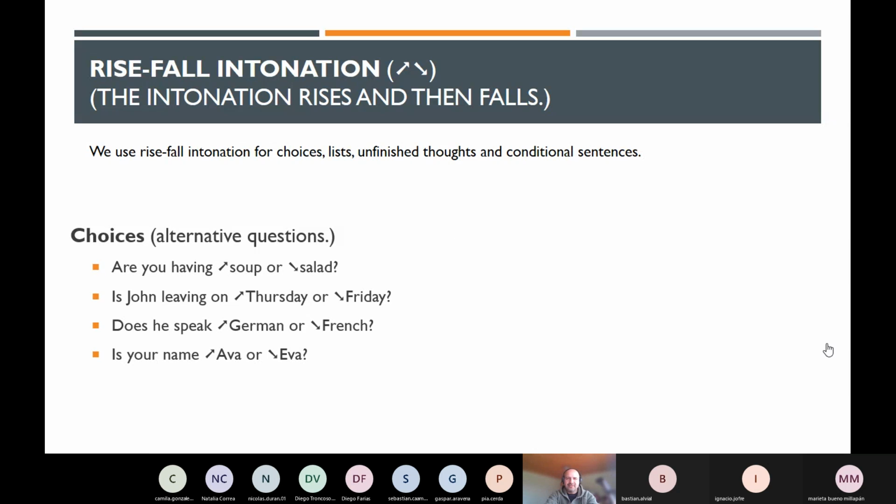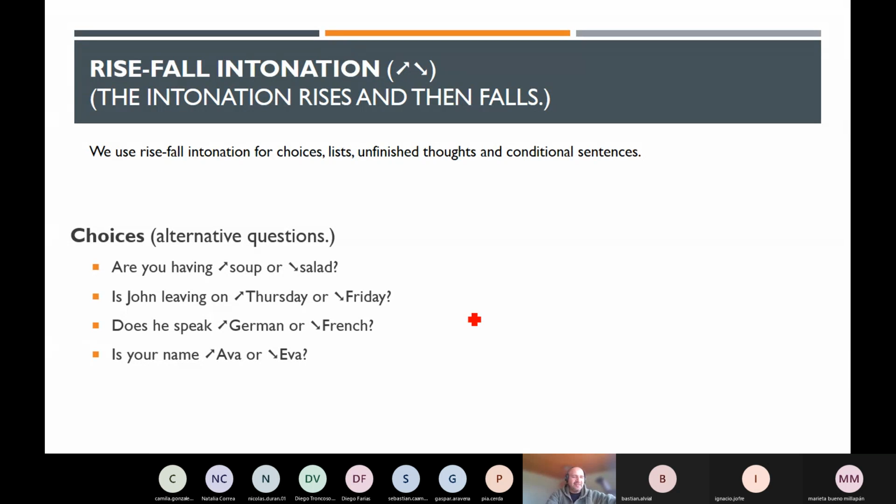So rise in the first element and fall intonation in the second element, right? Because you're ending your question. So you need to show the other speaker that you're done, and that he or she can say his answer, right? Is John leaving on Thursday or Friday? Answer me, please. Okay, so that's the idea.